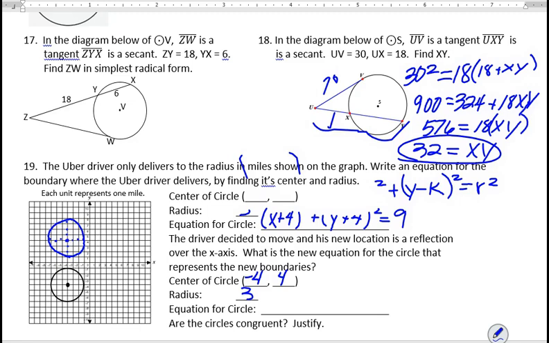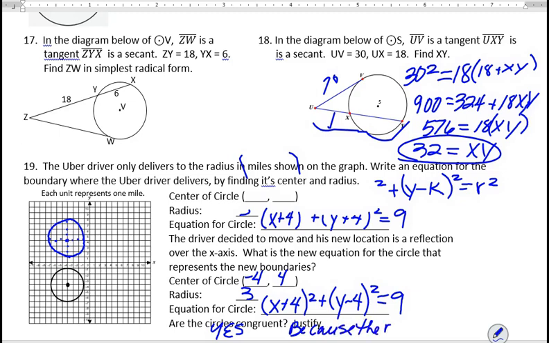So this time again, we're going to do x minus a minus 4, so that'd be plus 4 squared plus y. This time it is going to be minus 4 because that's a plus 4 squared. And then once again, we're going to square our 3, so that's going to be 9. Then it asks us, are the circles congruent? The answer is yes. Why? Because the radii are equal.